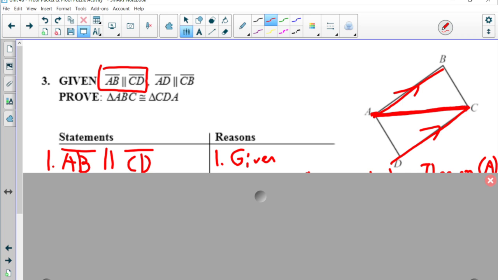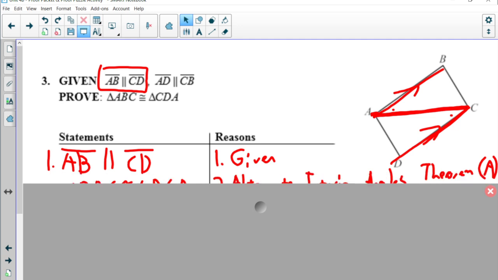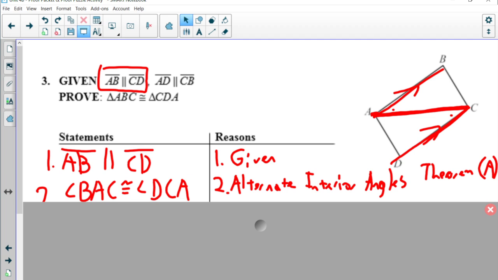And that's naturally going to create, tracing out this angle and this angle. Inside or outside these parallel lines? Inside, and then same side or different side of this transversal? Different, because this one and this one, one's below, one's above. So inside the parallel lines, different sides of the transversal makes it alternate interior angles. So those angles are congruent because they are alternate interior angles.